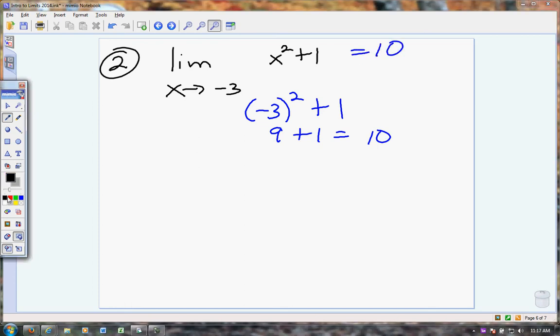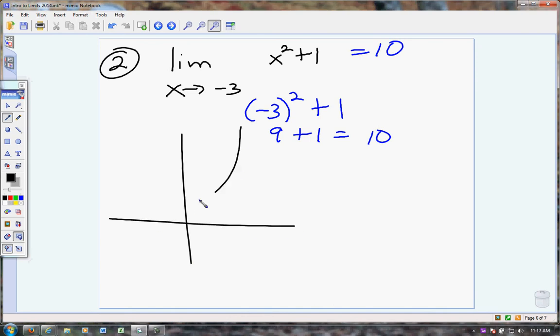Now let's think about that graphically. Here's x squared plus 1, right? Over here is negative 3. If I were to plug negative 3 into the function, I get 10. So that's considering it graphically. You don't have to. The analytic method is totally sufficient for that problem. You could also look it up on the table of your graphing calculator, like we did yesterday, and look at it numerically. But there's really no need to on an easy problem like this.